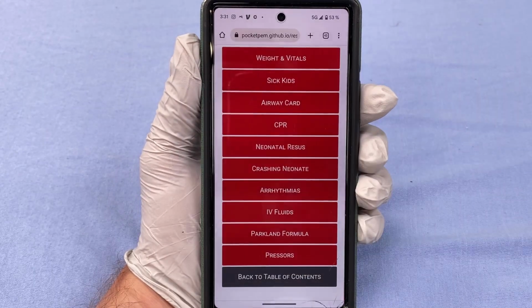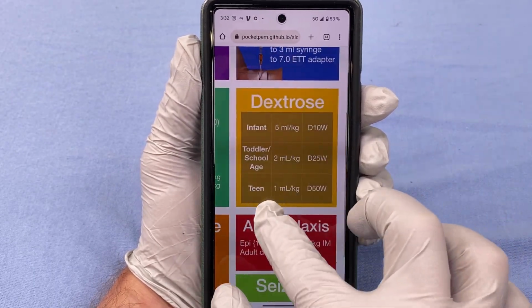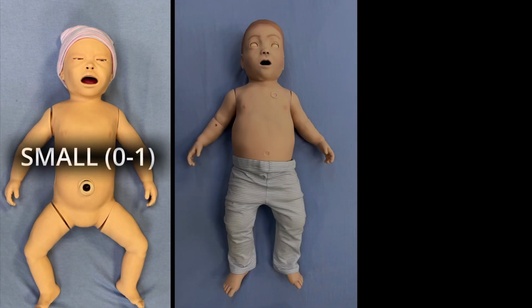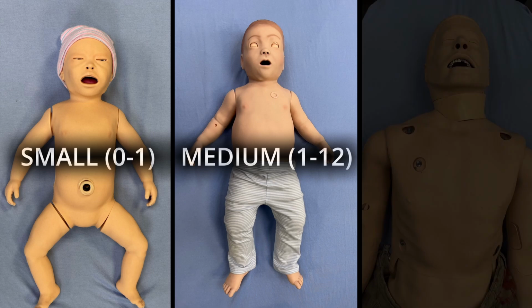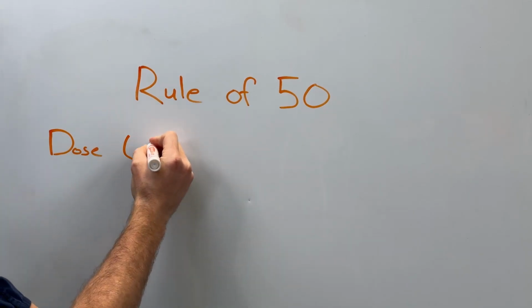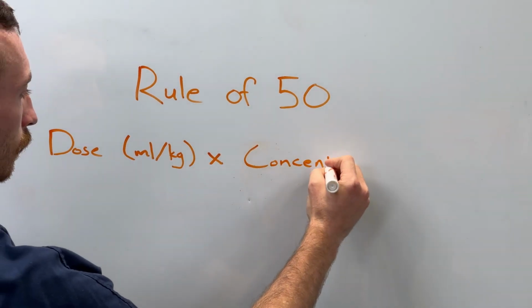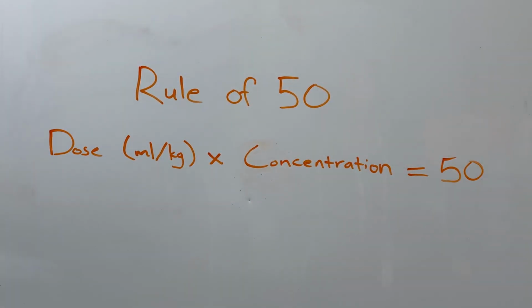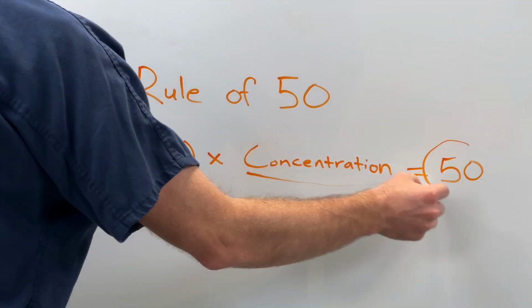Dosing and concentration of dextrose is categorized by 3 age groups: small, which is newborns and infants; medium, which is toddlers and school age; and large, which is teenagers and adults. The rule of 50 states that you should use a dose in milliliters per kilogram that, when multiplied by the concentration of dextrose, equals 50.